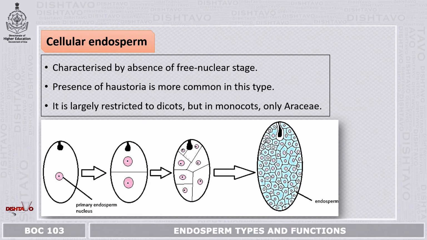Now we move on to the second endosperm, that is cellular endosperm. Apart from nuclear endosperm, cellular endosperm has a characteristic, that is here there is no free nuclear stage. That means as the primary endosperm nucleus goes on dividing, each division is followed by wall formation. So you can see finally when the endosperm is formed, each cell has a cell wall on its side. The presence of haustoria in this particular endosperm is more common. It is largely restricted to dicots, but in monocots you will find it in the Araceae family.